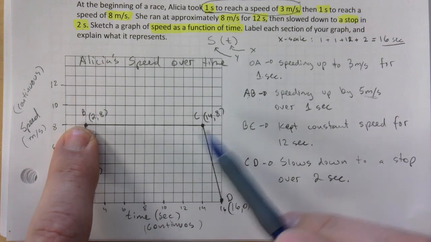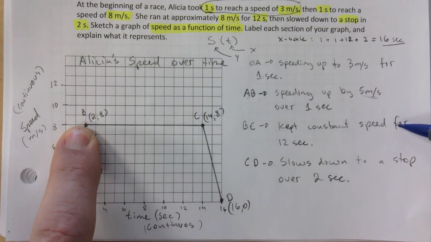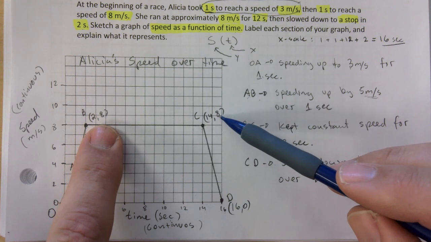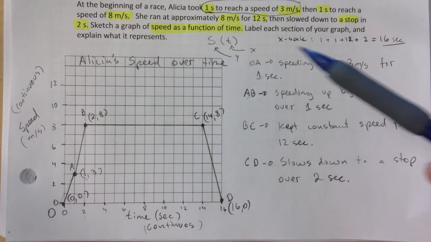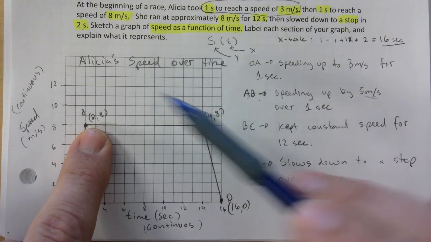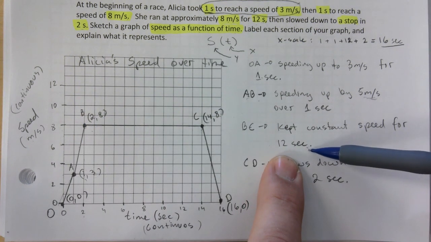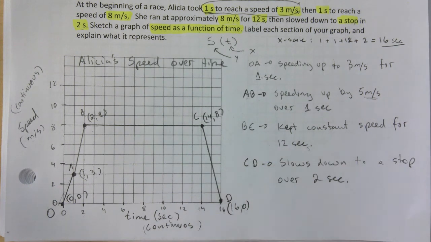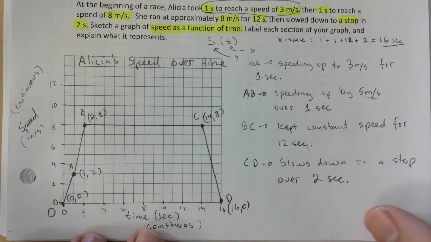And then from B to C, right, constant speed, like if you look at 8 minus 8 would be 0, right? There was 0 change in your y. 14 minus 2, that gives you the 12 seconds. So that's what I want you to start seeing. That's really what's happening in the background here.